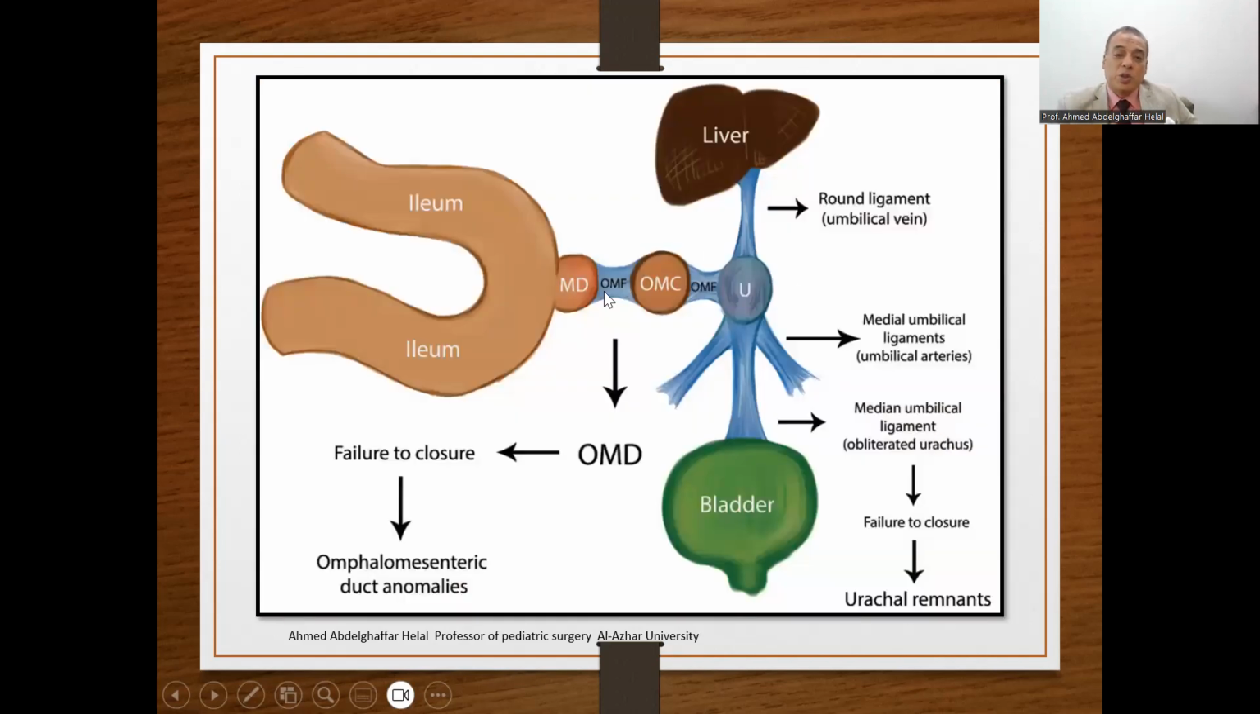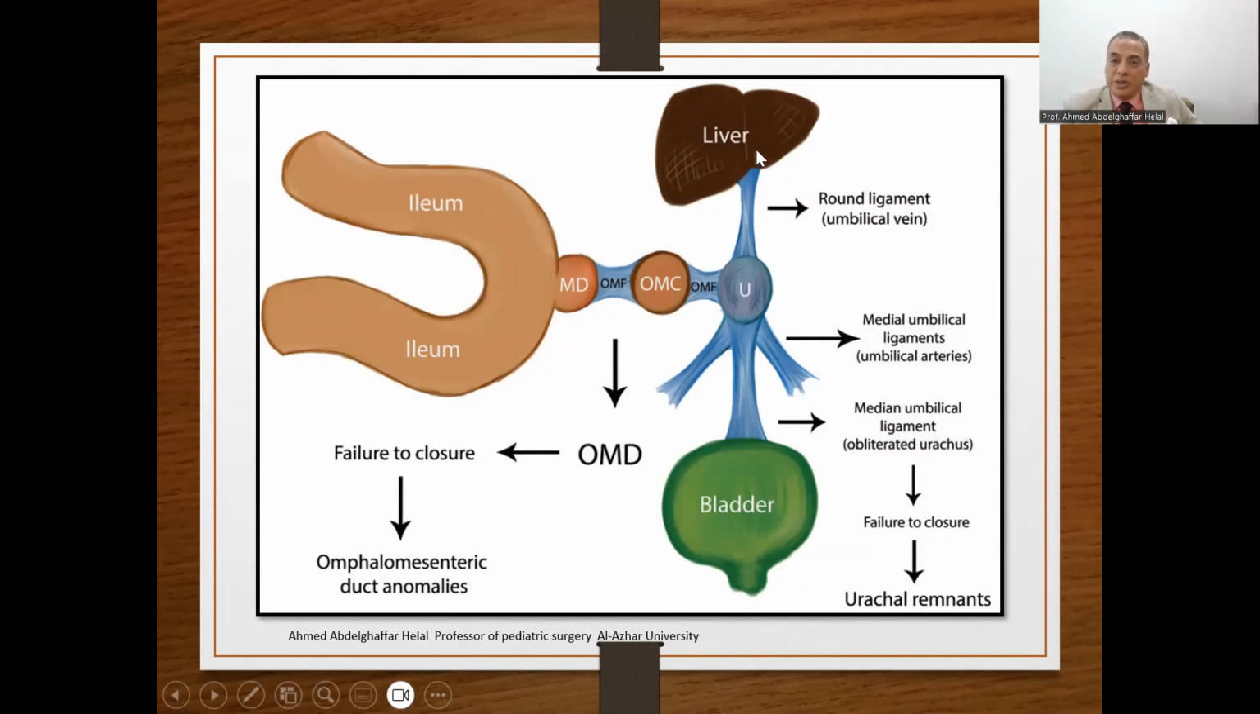As we see, this image is very important. This is the ileum. This is the omphalomesenteric duct. Meckel diverticulum, the first part, or maybe omphalomesenteric fistula if there is complete patency, or maybe omphalomesenteric cyst.